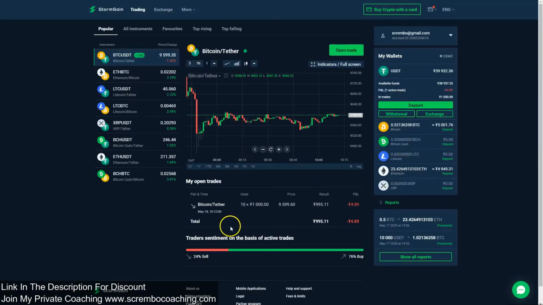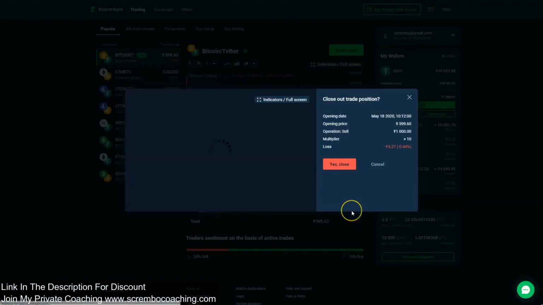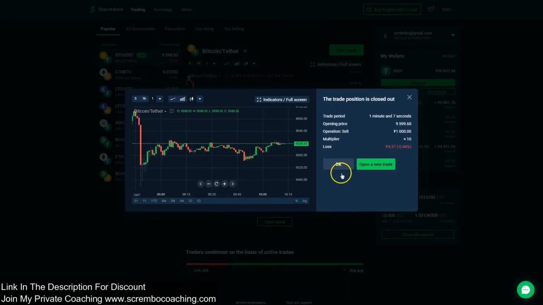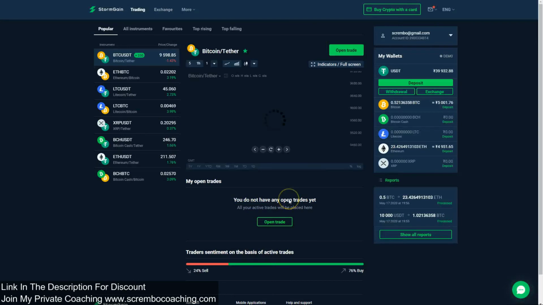So basically that's how it works. Now you can also just hover your mouse over the trade and close out simply by clicking on that button out there and then click yes, close. So your trade is going to be exited. That's the way we short the market of Bitcoin on StormGain, guys. That's the way we can use leverage trading.